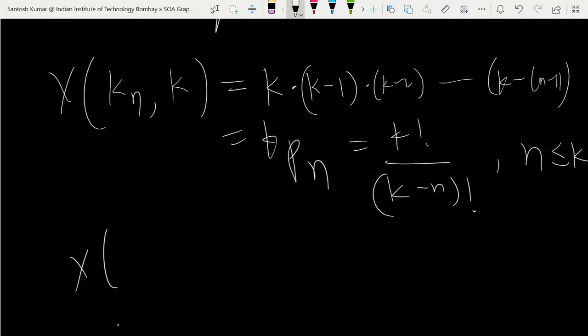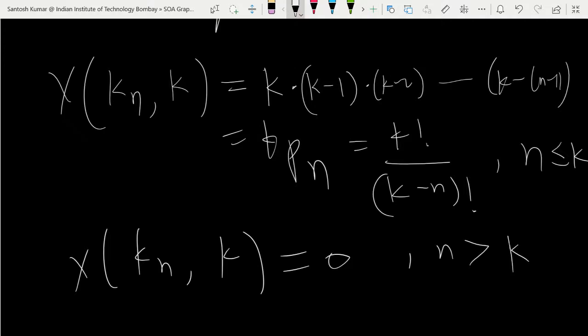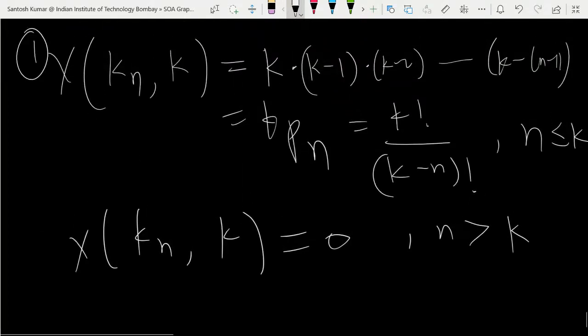Otherwise, chi of Kn comma k will be 0 when n is more than k, because k is the number of colors. If you have fewer colors and more vertices, and all vertices are adjacent to each other, you must give a different color to each vertex because it is a complete graph. So if you have fewer colors, you cannot color the vertices. So the number of proper colorings will be 0 when you have fewer colors and more vertices in a complete graph. So the first result was this.